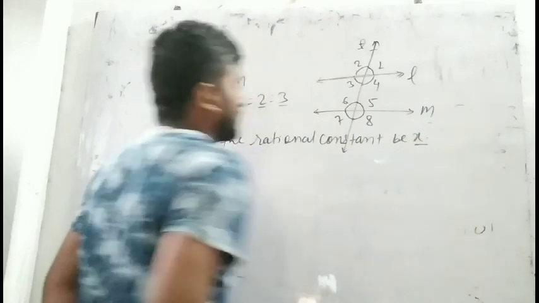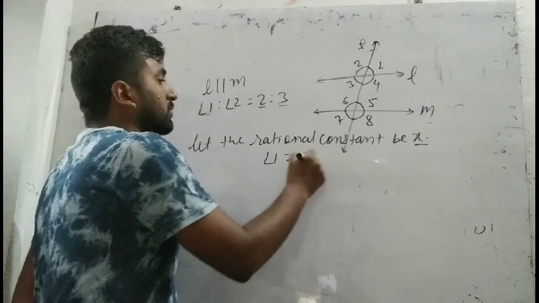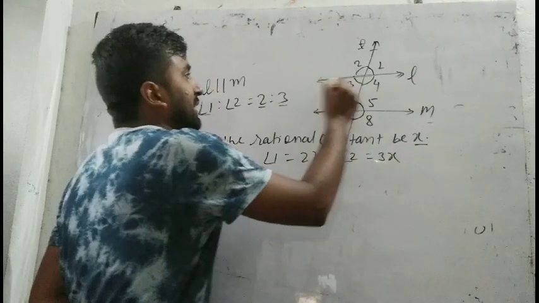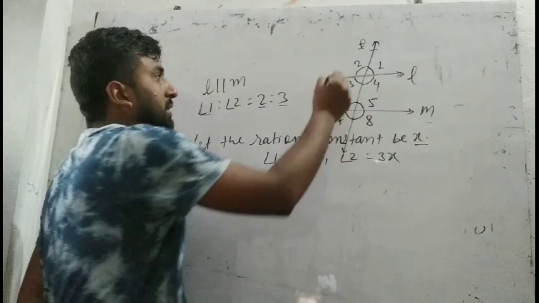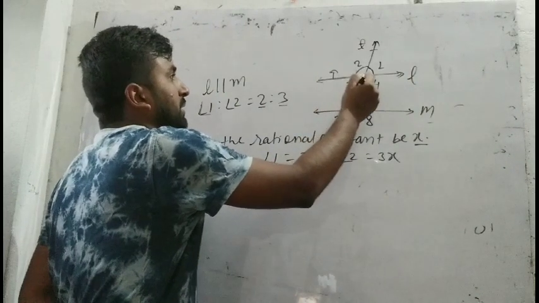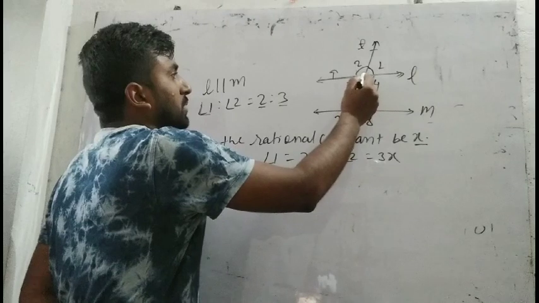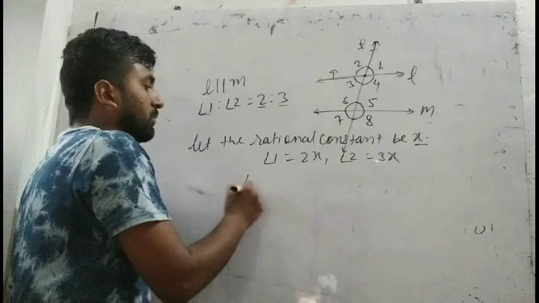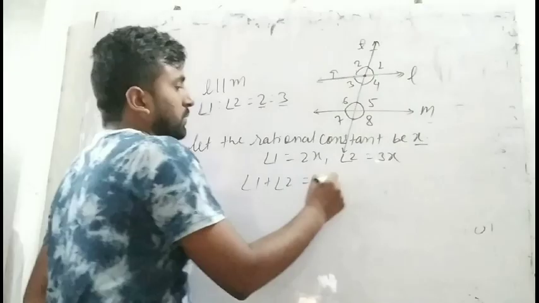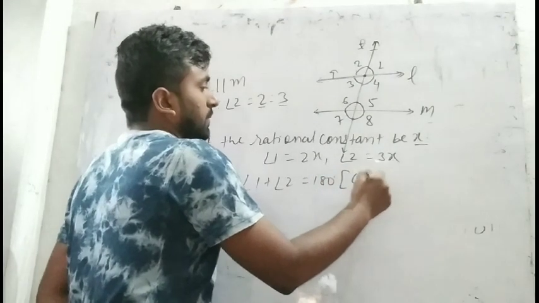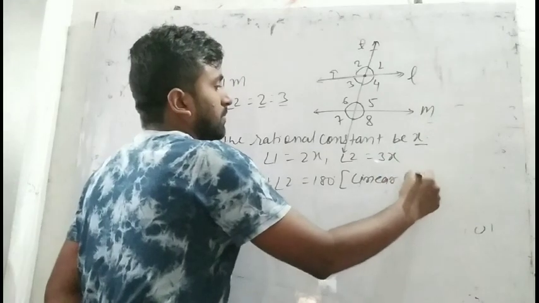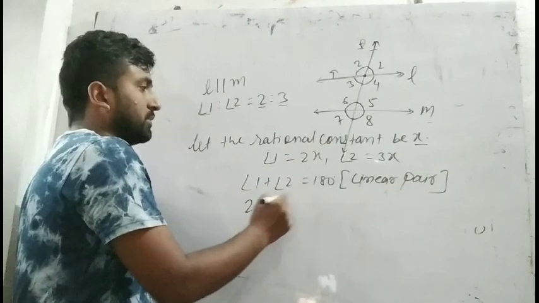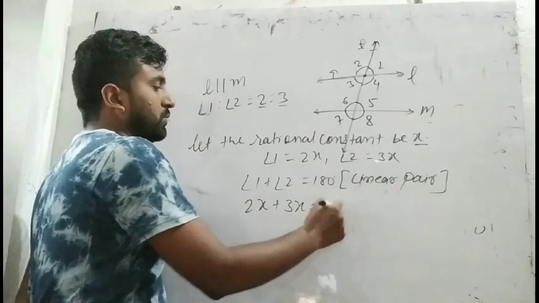Then angle 1 is equal to 2x, angle 2 is equal to 3x, and this is a straight line. On the same side of a straight line, the sum of angles formed at a point is equal to 180 degrees. So angle 1 plus angle 2 is equal to 180 degrees by linear pair. So 2x plus 3x is equal to 180 degrees.